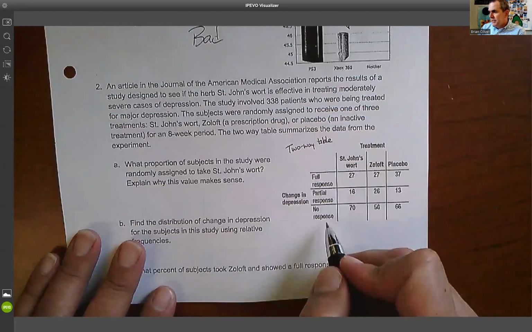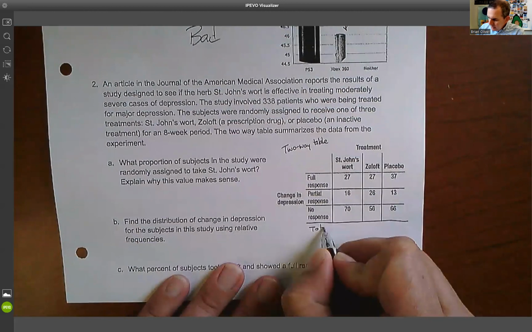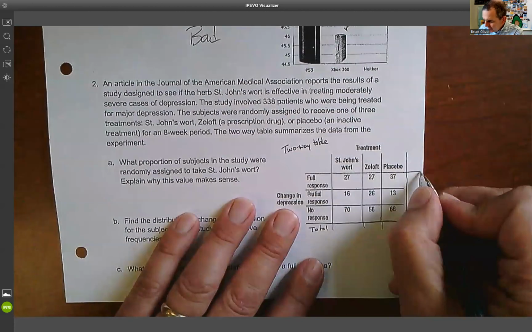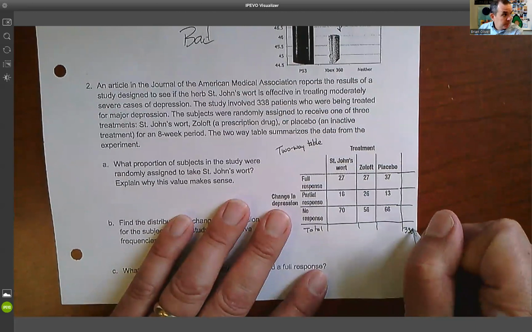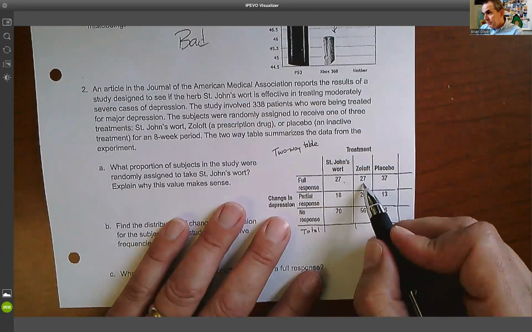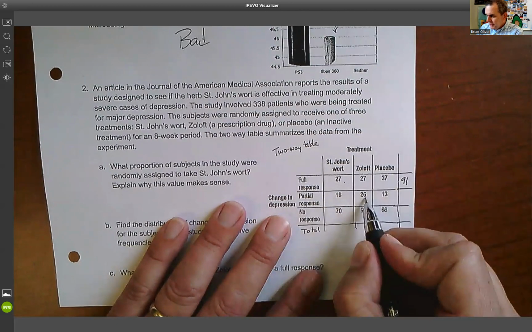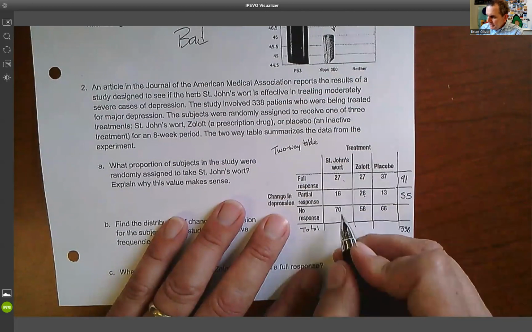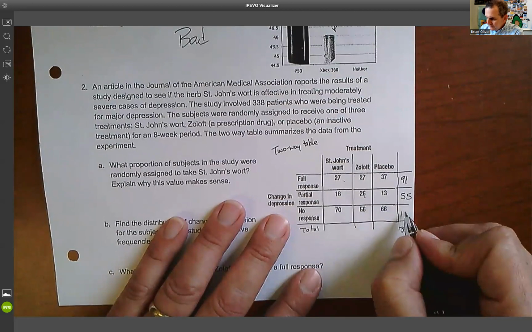What you want to do with the two-way table, if it's not already given, I would always recommend you put in totals. I want to total the rows, total the columns, and total overall. There are 338 people in this table. So 27 and 27 is 54. 54 and 37 is 91. 16 and 26 is 42. 42 and 13 is 55. 70 and 56 is 126, 186, 192.